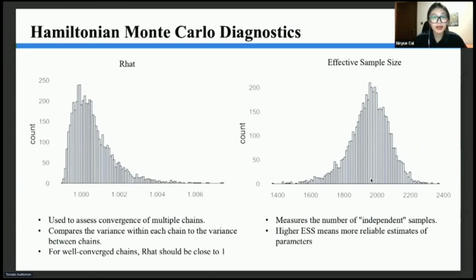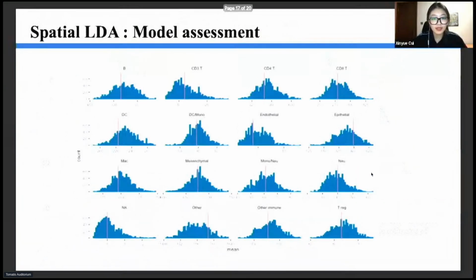In assessing our spatial LDA model, we compare the blue histogram, which is from the model simulation, with the vertical line representing the observed cell count. A different plot is for each different cell type. The alignment of these vertical lines with the histogram peaks indicates that our model fits the actual data very well.